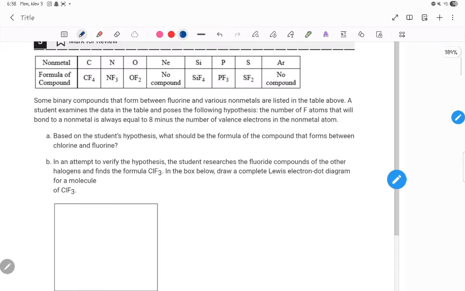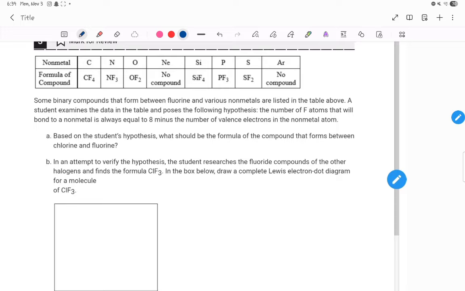I think the only long parts in the quiz are the written parts, which are this. What does it say? It says, non-metal, formula of compound. Some binary compounds that form between fluorine and various non-metals are listed in the table above. A student examines the data in the table and poses the following hypothesis.